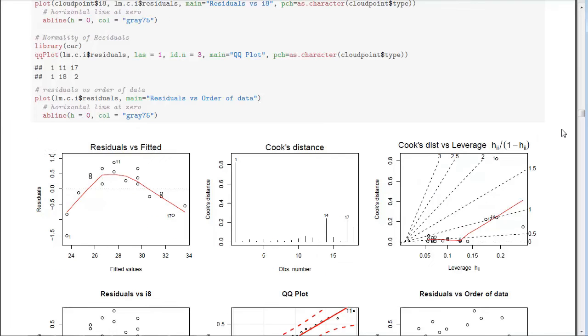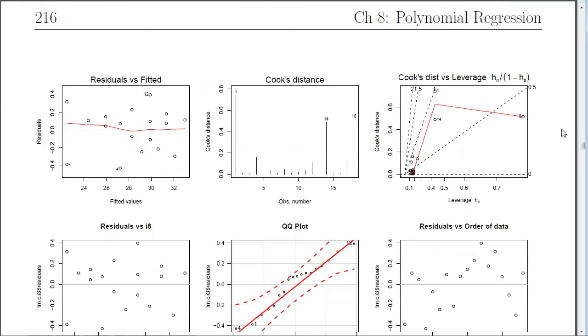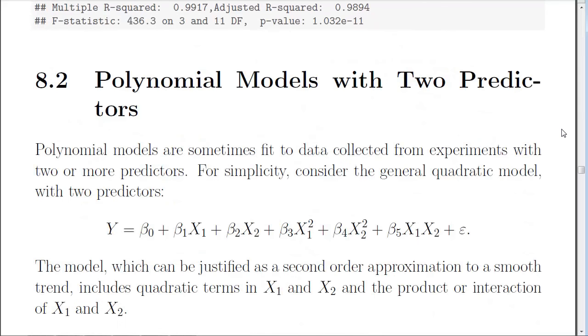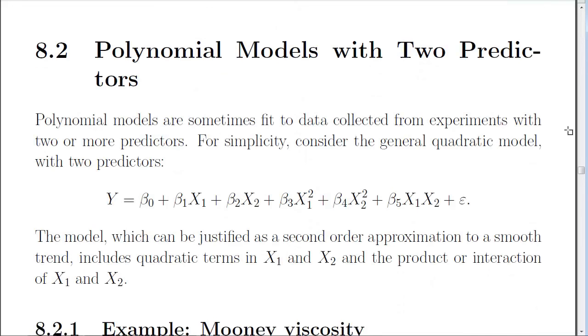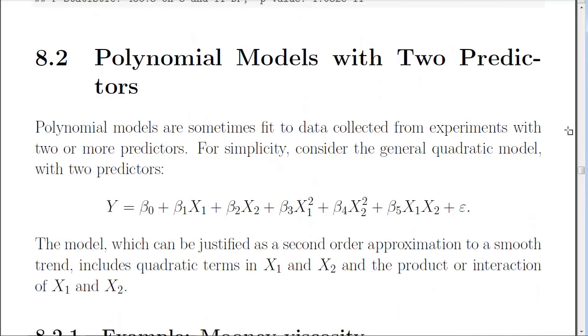All right, so I'll come back in the next video and we'll look at a more complicated model where we have, I guess in this case, actually two continuous predictor variables, and we're going to take squared terms for both x1 and x2.